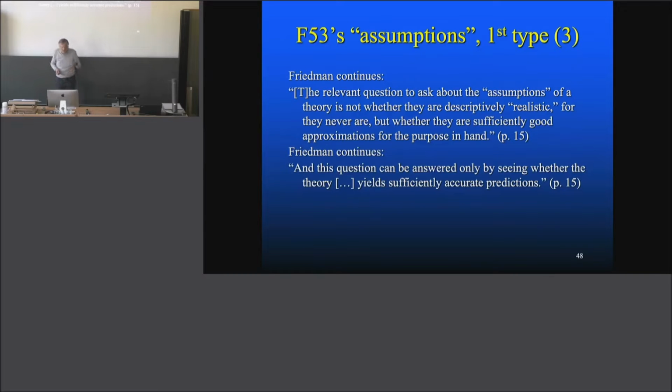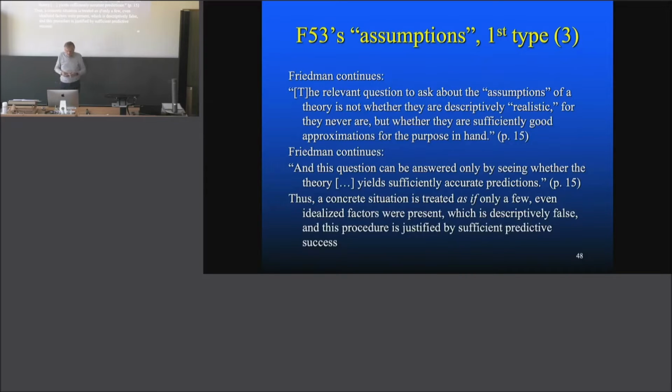Friedman continues: and this question can be answered only by seeing whether the theory yields sufficiently accurate predictions. So you can only judge whether your abstractions and omissions yield good predictions. That's the only way you can judge them. And this is now the point; we come now really to the core here. A concrete situation is treated as if only a few, even idealized, factors were present. Free fall: just gravity, and idealized constant gravity, which it isn't. Or perfect competition, as if nothing else were there: no other factors, no policy factors, nothing were present, which is descriptively false.